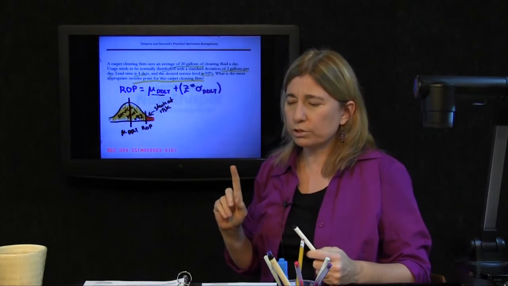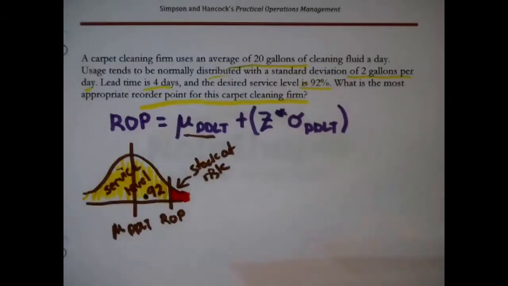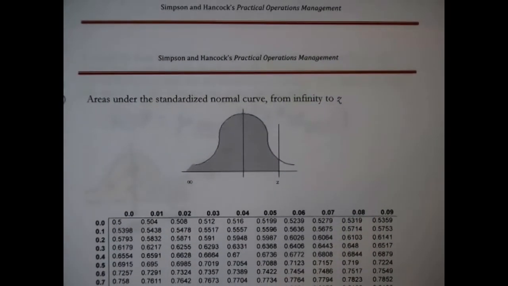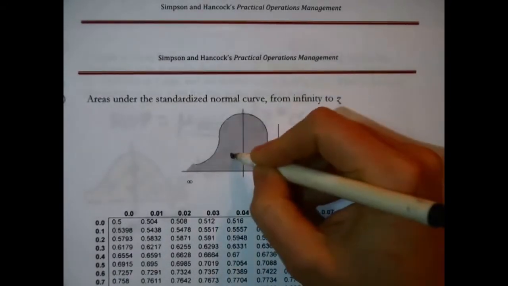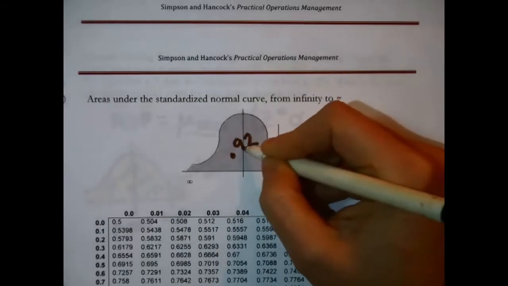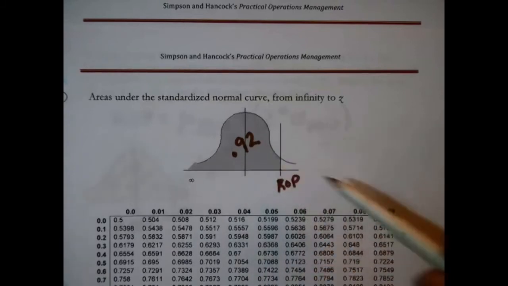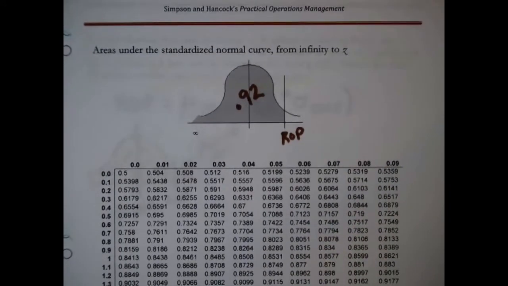In order to track down what Z I should be using, I want to get a Z table, which shows me the area of the curve to the left of something I'm interested in, like the reorder point. I'm looking for a z-value that happens to trap 92% of the curve to the left of the reorder point. That is to say, this is an example of using the z-table backwards. I want to find the number that is closest to 0.92 inside the body of the table. Okay, 0.92.